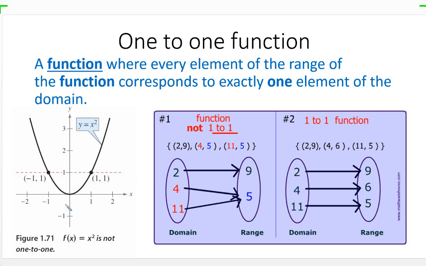So if you think about it, what does this mean? This means that any graph that doesn't pass the horizontal line test is not one-to-one. So if you have a function that doesn't pass the horizontal line test, it's not one-to-one.